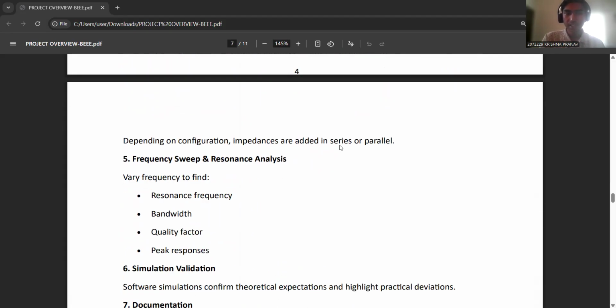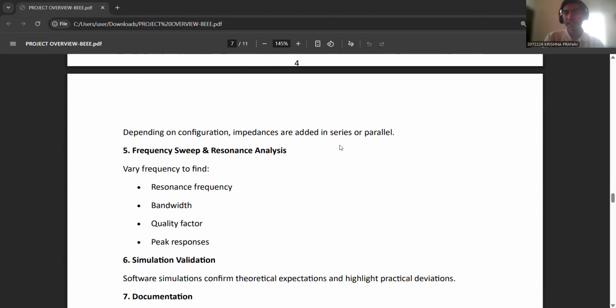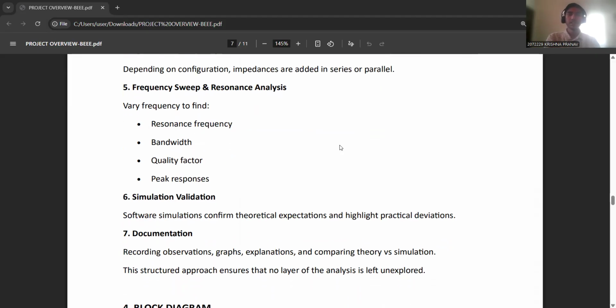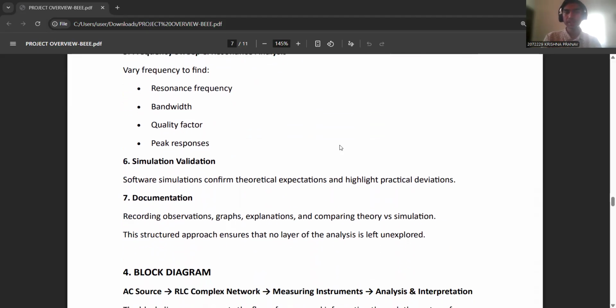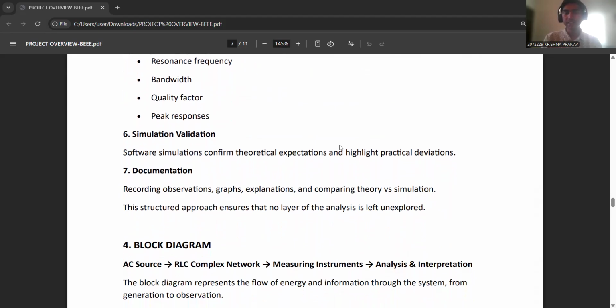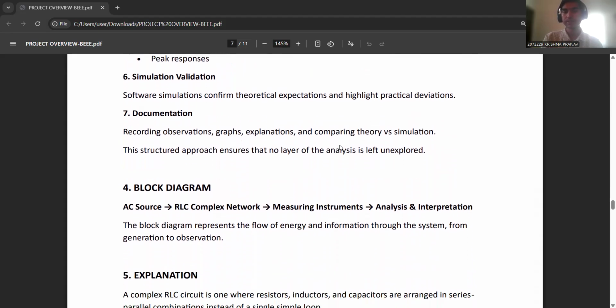Calculation of total impedance. Depending on the configuration, impedances are added in series or parallel. Frequency sweep and resonance analysis. Vary frequency to find resonance frequency, bandwidth, quality factor, peak responses. Simulation validation. Software simulations confirm theoretical expectations and highlight practical deviations. Documentation. Recording observations, graphs, explanations, and comparing theory versus simulation. This structured approach ensures that no layer of analysis is left unexplored.